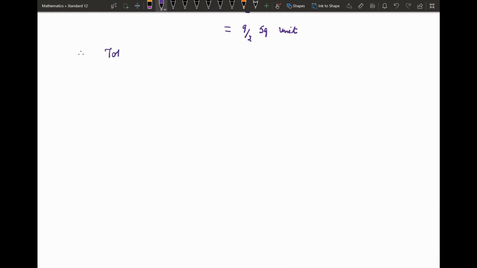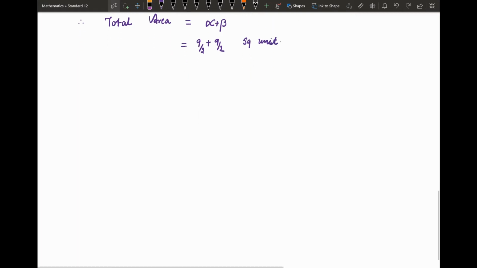And therefore the total area is equal to alpha plus beta, so 9 by 2 plus 9 by 2 square unit. So this is the required area.